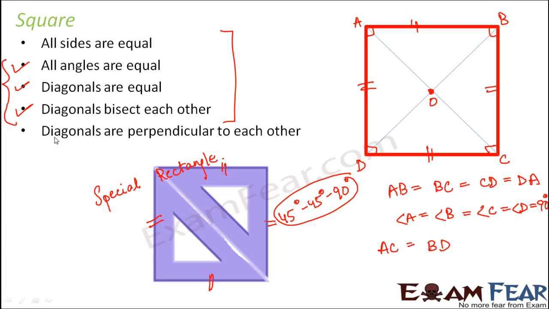Now, there is another interesting property of a square, and that is that the diagonals are perpendicular to each other. That means the diagonals not only bisect each other, they also bisect each other at 90 degrees.